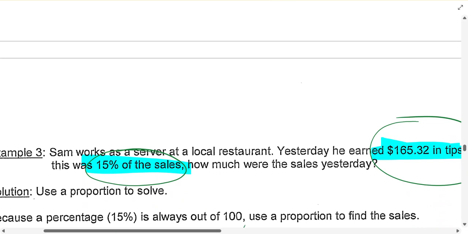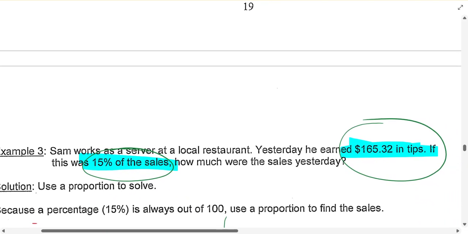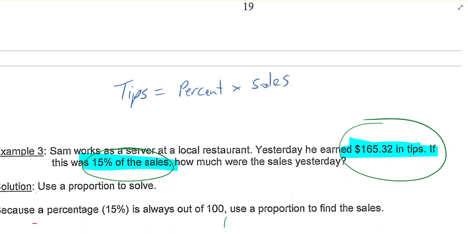So next, Sam works at a local restaurant. He gets $165.32 in tips. If that's 15% of his sales, how much was his sales? So keep in mind here we have pay, or tips in this case. Tips equals the percent as a decimal times the sales. So now we know these two. We know the tips, we know the percent. So what we have to do is divide to find the sales.